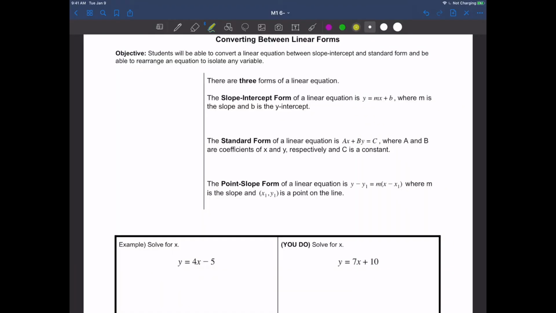Welcome to our notes on converting between linear forms. Students will be able to convert a linear equation between slope-intercept and standard form and be able to rearrange an equation to isolate any variable.